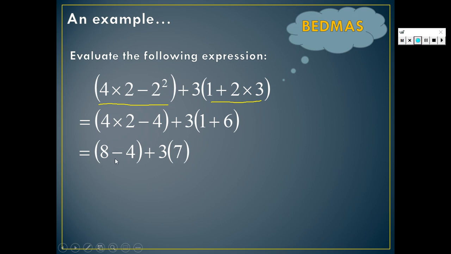And so now I've still got more inside the bracket. I'm still on the I of the iBEDMAS over here in the left-hand bracket. I'm still working inside the brackets. And so 8 minus 4, that's 4. And I can do this multiplication over here, 3 times 7, because multiplication comes before addition. And then I'm left with addition here. 4 plus 21 equals 25.